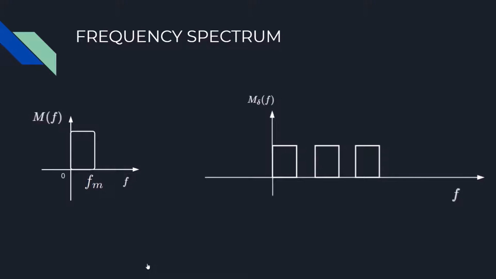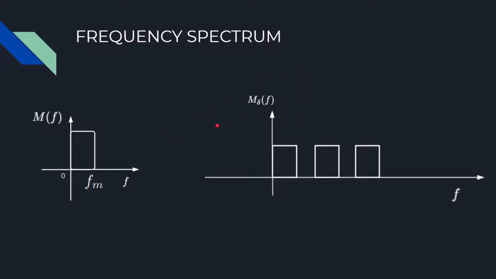Since we have generated the PAM signal, now our next aim is to recover the message signal m(t). For that, let's do some analysis in the frequency domain. Suppose our message signal m(t) is band limited to a frequency of fm. Then its Fourier transform will be this M(f). Instantaneous sampling with ideal pulses will result in m delta(t), and its Fourier representation will be m delta(f).